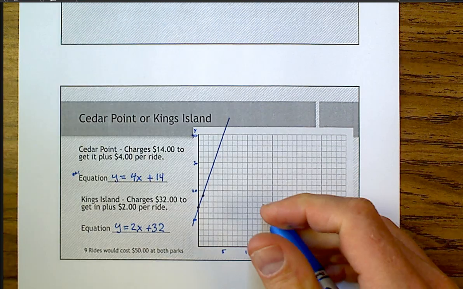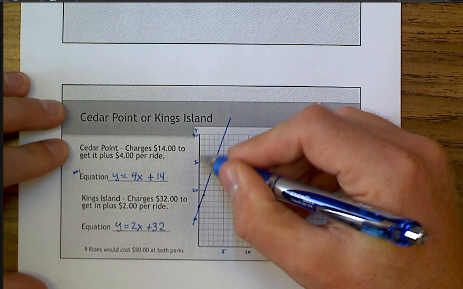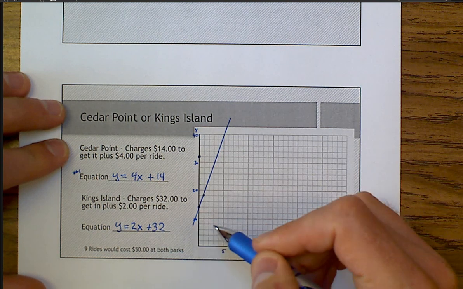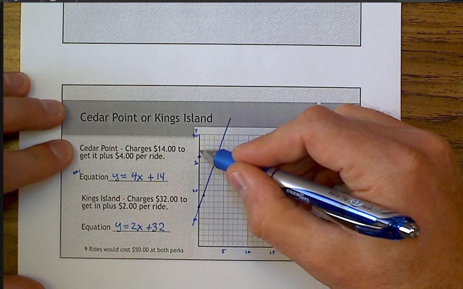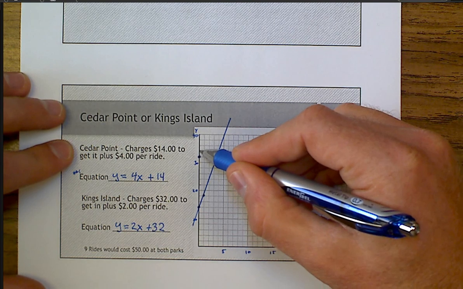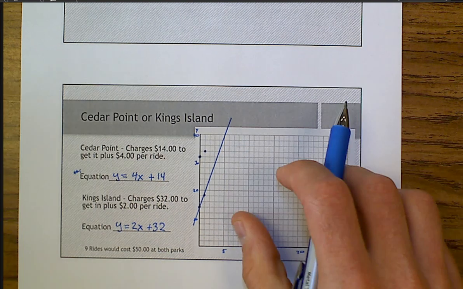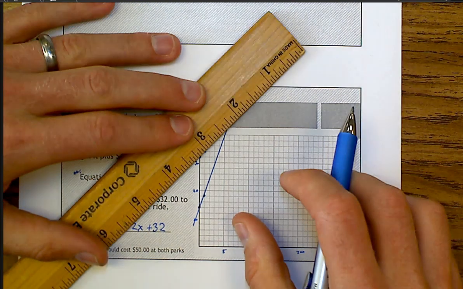And then I'm going to graph this one here. So I'm going to start, my y-intercept is at 32. So here's 30, here's 32. And then my slope here would be 2. So I'm going to go up 2 units, which would be here, and over 1, which would be right there. Now, this probably isn't the best example. Let's see if this is going to work for me.